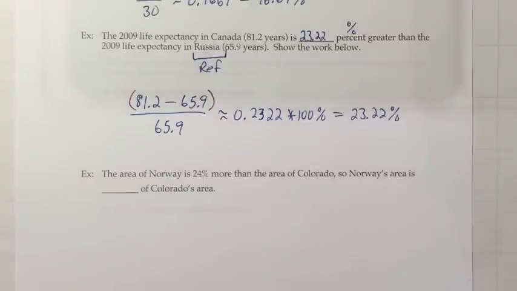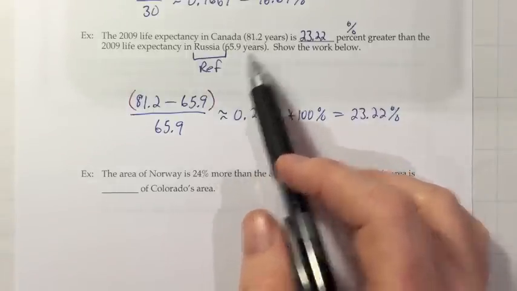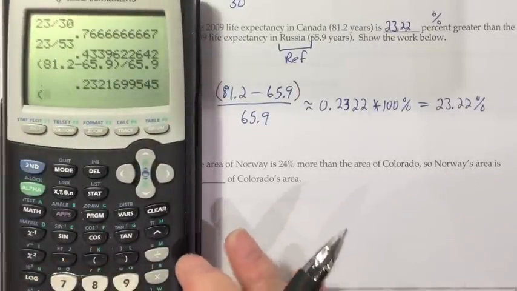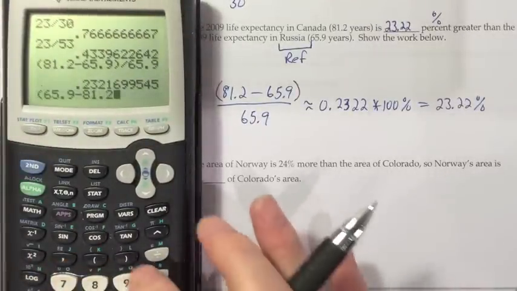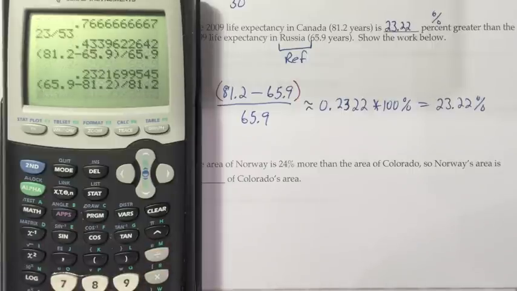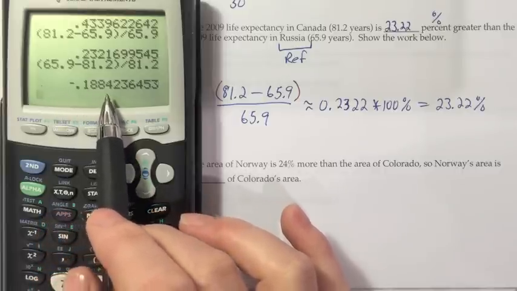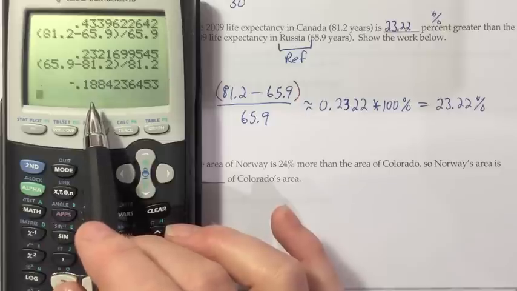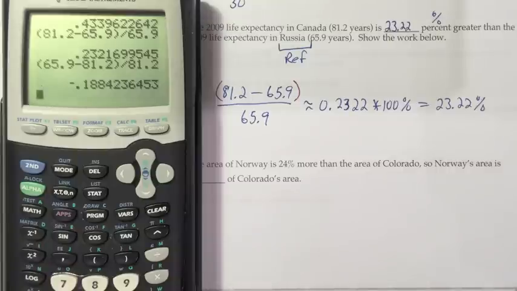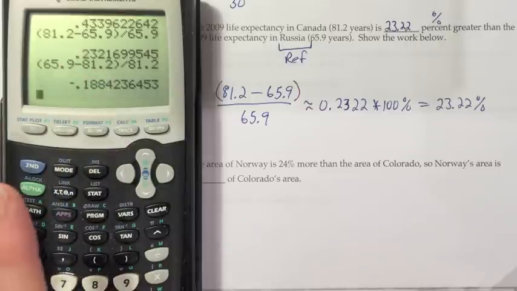And it's interesting to note that if that's what happens if the Canadians are being compared to the Russians, if the Russians were being compared to the Canadians, we would do the subtraction in a different order, 65.9 minus 81.2. But because we're comparing to the Canadians, they would become the reference, and we would divide by 81.2. And this would mean that it's a shorter lifespan, so it's 18.84% shorter lifespan in Russia than it is in Canada. So it's interesting that it's not just the same amount. It really does matter which group is being compared to which, because you always divide by the one you're comparing to, and that changes your percentage.